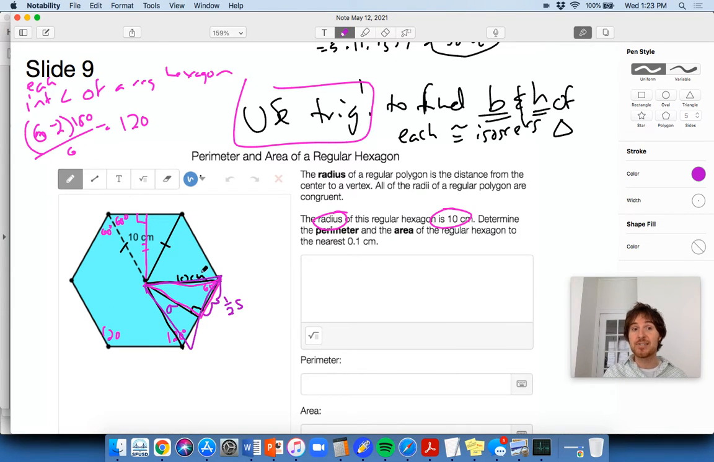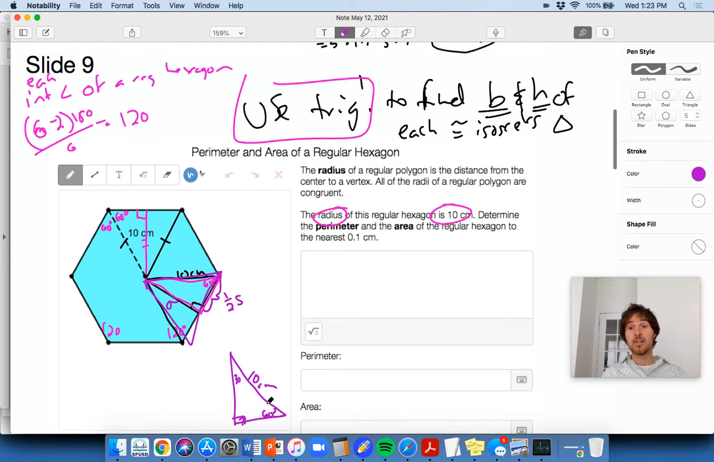I can use shortcuts. Check it out here. So I don't even use trig. I use special right triangle shortcuts. I might redraw this down here to make this hopefully a little bit more clear. If this is 10 centimeters, this is a 60-degree angle. That's a 90-degree angle. This is a 30-degree angle. I have a 30, 60, 90-degree right triangle.